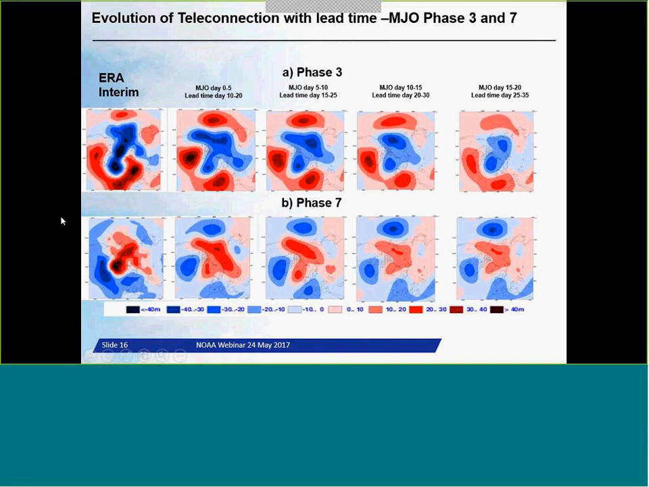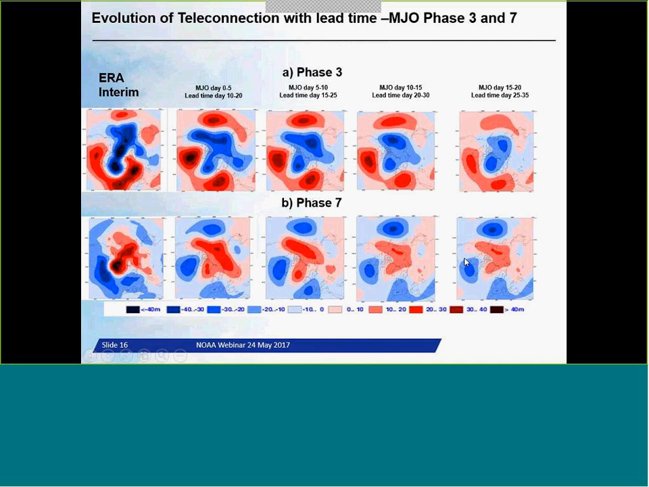This plot shows the evolution of those teleconnection patterns as a function of the lead time with the ECMWF model. The top is for phase 3, the bottom is for phase 7, this is ERA-Interim. And we can see as the lead time increases, the teleconnection becomes weaker relatively quickly. By 1 month, it's already a fraction of what it was in the medium range. For phase 7, we can see an increase of the model error in the West Pacific, with spurious negative anomalies and a reduction in the Euro-Atlantic sector as the lead time increases.